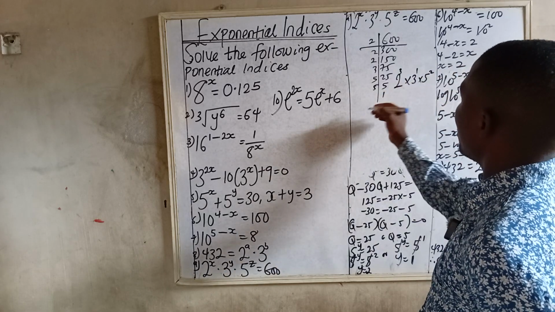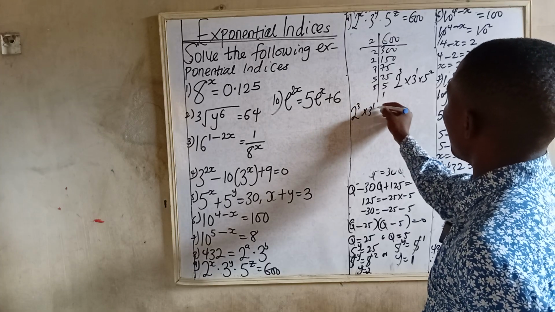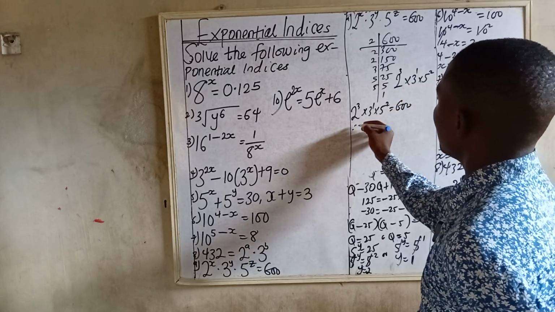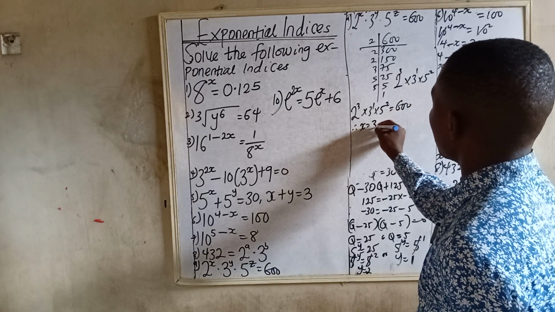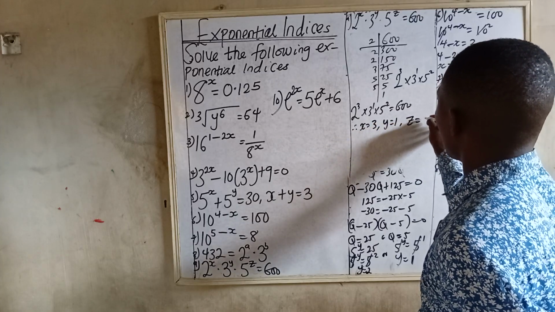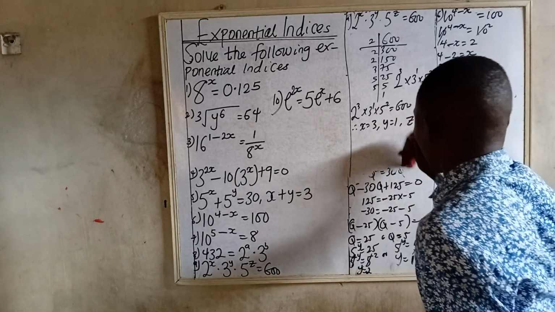So we can come here that 2 raised to power 3 multiplied by 3 raised to power 1 by 5 raised to power 2 gives us 600. So therefore, our x is 3, our y is 1, and our z is equal to 2. Simple as that.